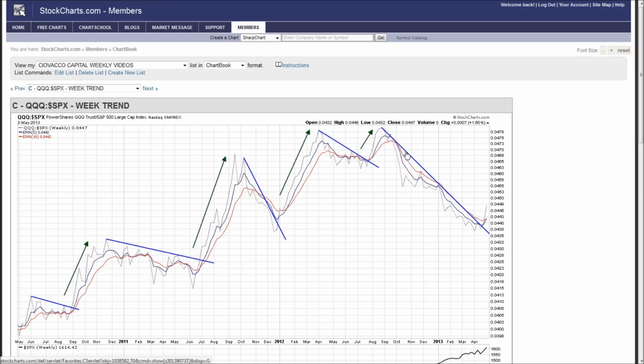You can see here tech stocks have been out of favor for a long time, which tends to be, all things being equal, you'd prefer to have technology lead. It's not a must for the S&P 500, but you're better off. Healthier markets tend to see tech lead relative to the general market.